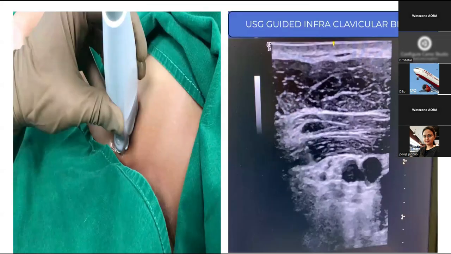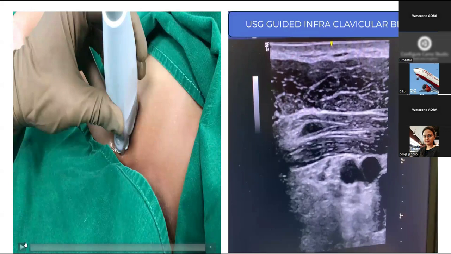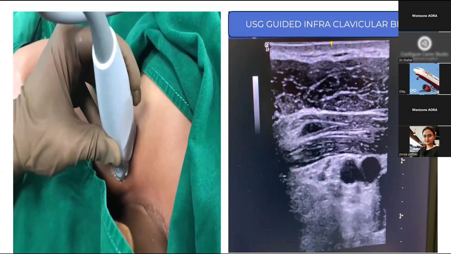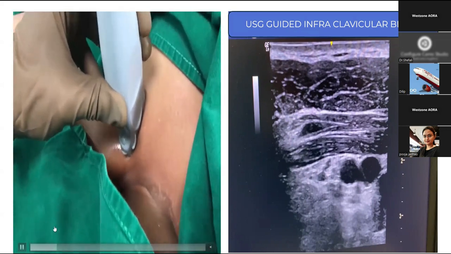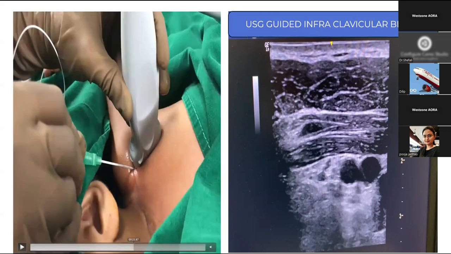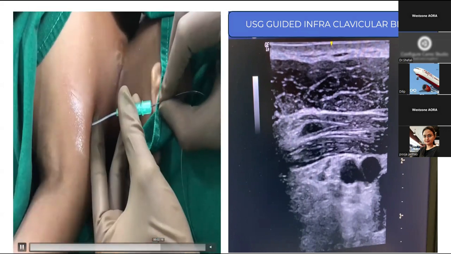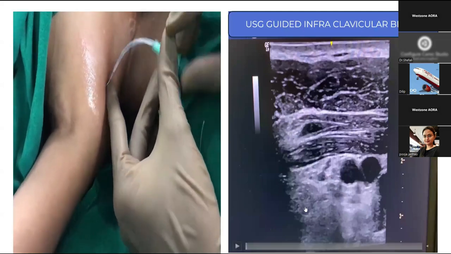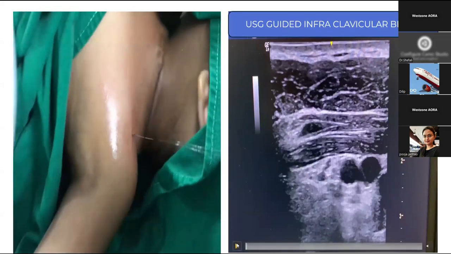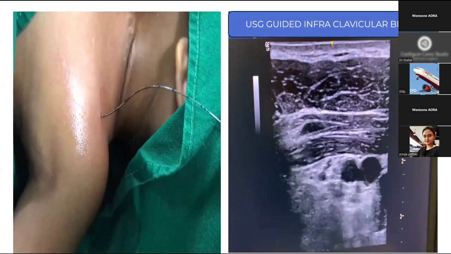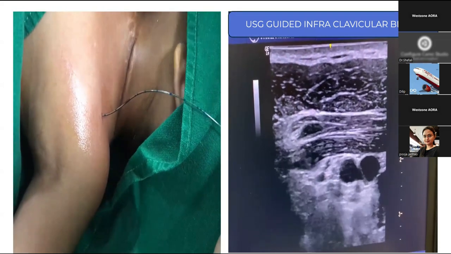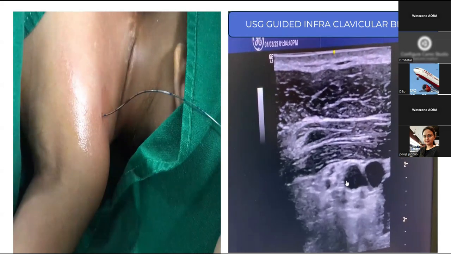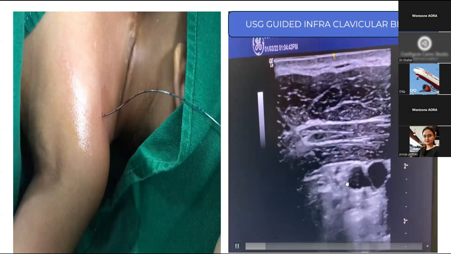So as you can see, in this case, we had used, as I just described, a catheter and tunneled it. Here you can see the needle entering, the subclavian artery pulsating here.